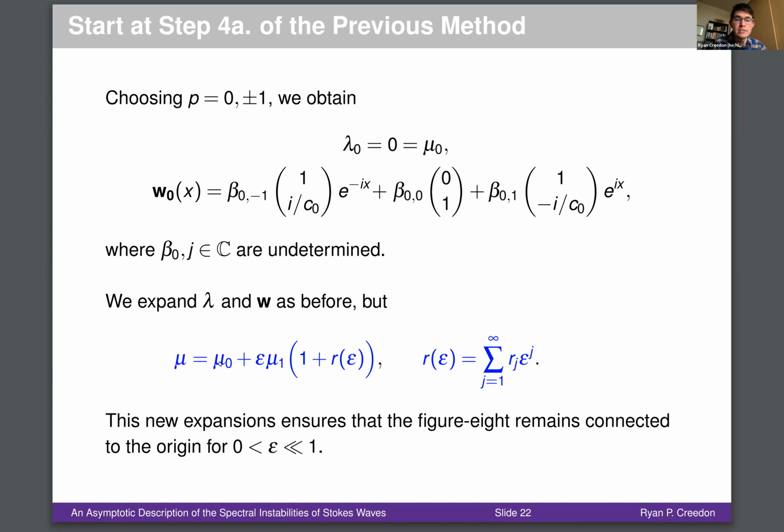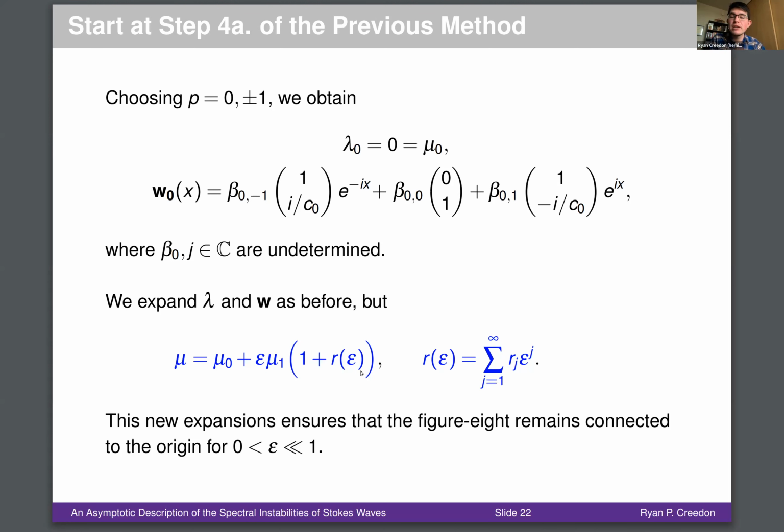Mu0 here obviously is 0. Epsilon mu1, this mu1 is going to turn out to be a free parameter that's going to be in a nice symmetric interval. And what we want to do after we have that symmetric interval is just take that interval and modify its width. And that's what this factor of 1 plus r of epsilon is going to do. It's going to magnify the width of this symmetric interval.